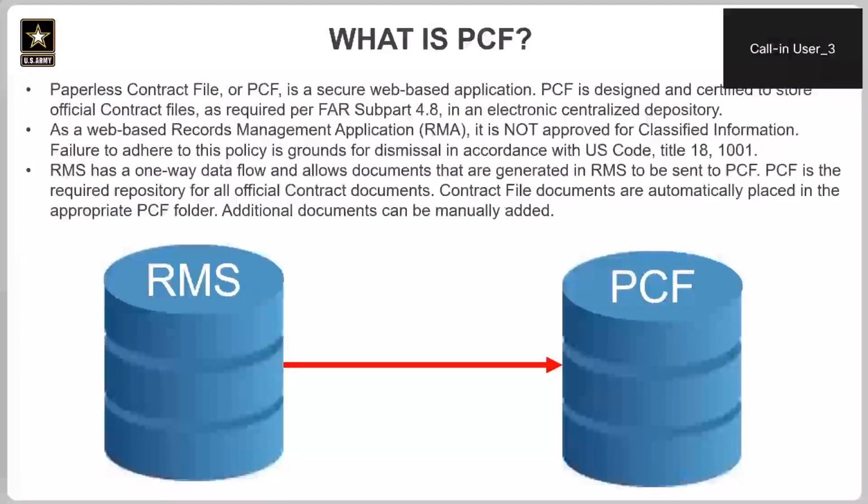RMS has a one-way data flow to PCF, and so that means that any documents generated in RMS are sent to PCF. It does not work the other way around. PCF is the required repository for all official contract documentation, and as I mentioned earlier, the contract file contains all of those documents that are sent to PCF. Documents are automatically placed in the appropriate PCF folder, and additional documents can be manually added as well to the contract file.